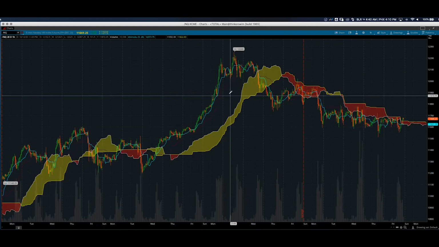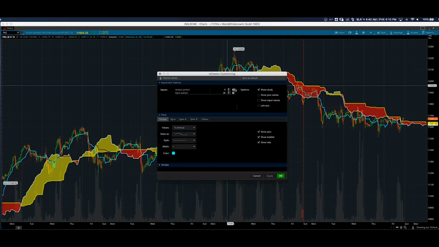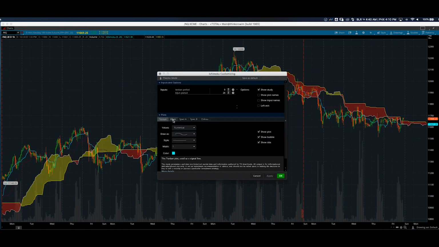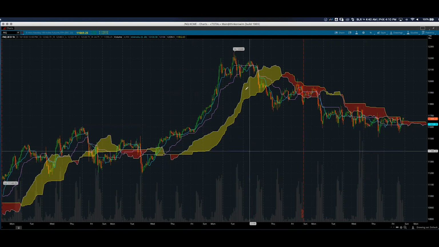Now, the other thing I do is this purple line, which you can barely see, this little plum colored line. I can't see it, so I'm going to change it. This is the Kijun, which is what I refer to as the baseline. And the Tenkan is the conversion line. I'll just change those colors. So now I can see them a lot clearer.